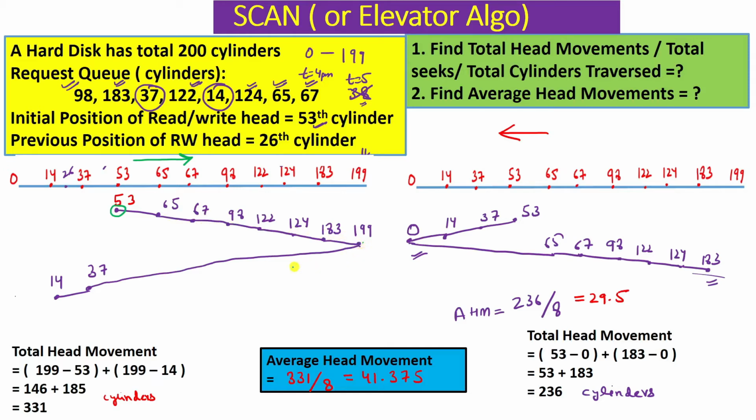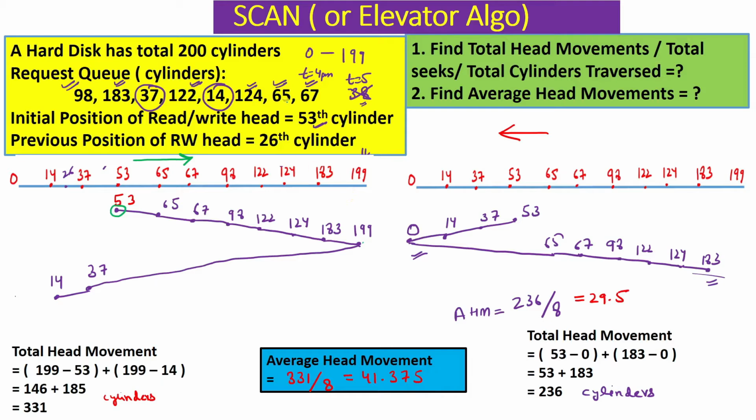After that we changed our direction, and in this direction 37 and 14 were coming, so we serviced them. And after that our scan algorithm was over. So we saw that a total of 331 cylinders were traversed for this example, and the average was 41.375.